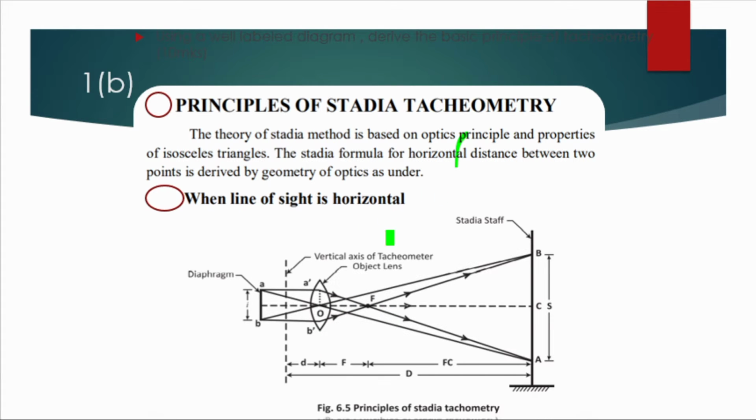These are representations of rays, how the rays travel from the diaphragm to the stadia staff. Here is where the instrument is, and here is the outside part where we have the stadia staff. So this is the representation of the telescope of a tacheometer. This is where we derive our main formula, that main formula of D equals Ks plus C. The concept is brought from here.